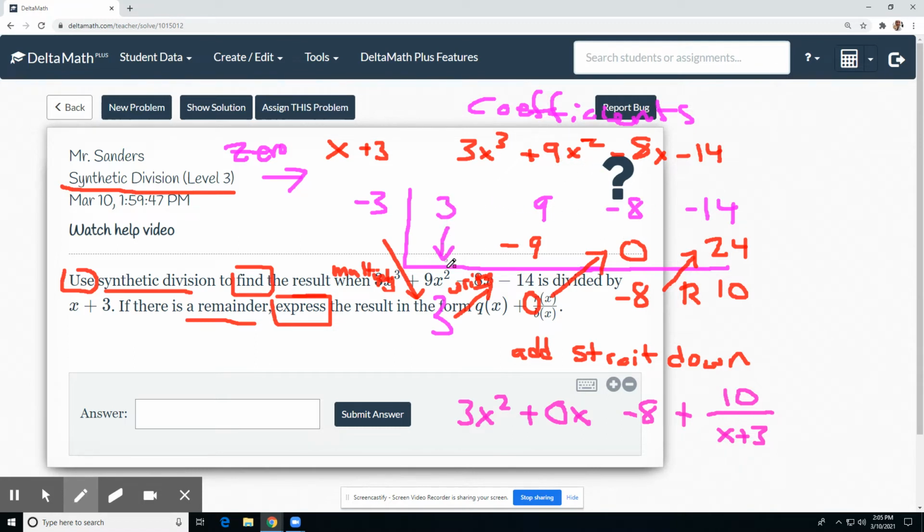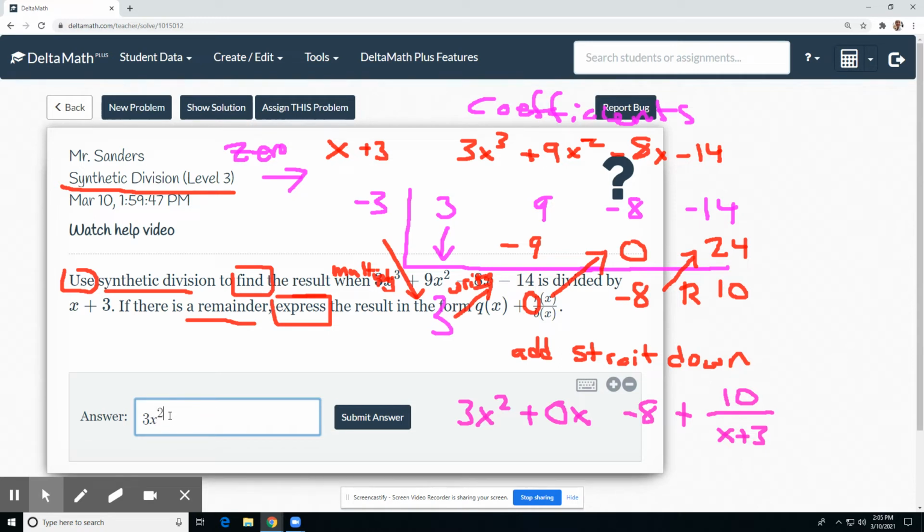The first number drops straight down, and then we start with the process. The 0 number multiplies to the first number. We write that answer out, add straight down. The 0 number multiplies to this number, write it out, add straight down. The 0 number multiplies to this number, write it out, add straight down. And then if there's anything left, that's our remainder. Okay, so if our remainder is 0, then it's gone into it evenly. All right.